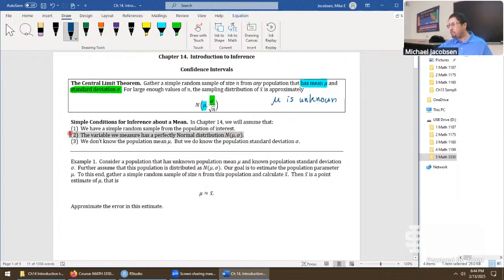This is a different problem. The variable we measure has a perfectly normal distribution. We're saying the population is normally distributed every single time in chapter 14. That's really just a mathematical fiction, but it's actually okay because the central limit theorem doesn't care. Your sample size can be large enough to take away this assumption of normality in the population.